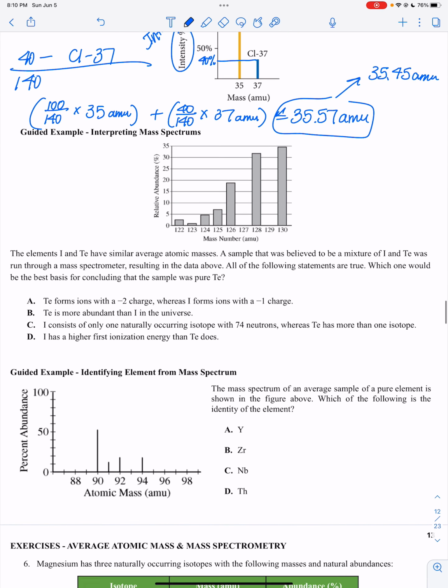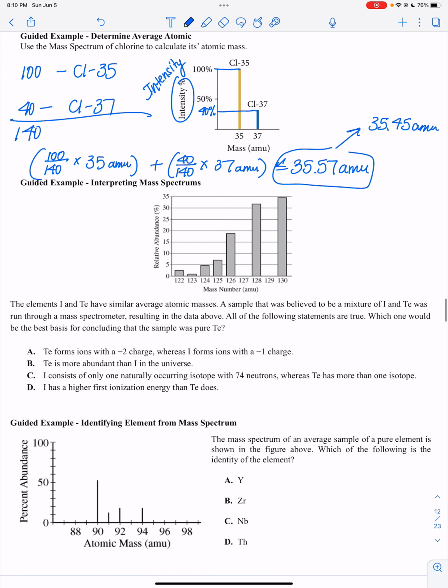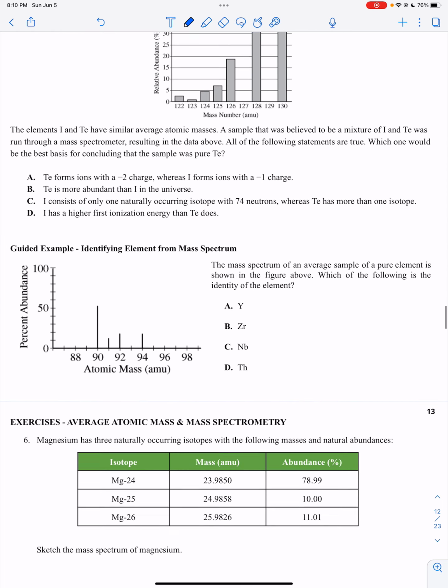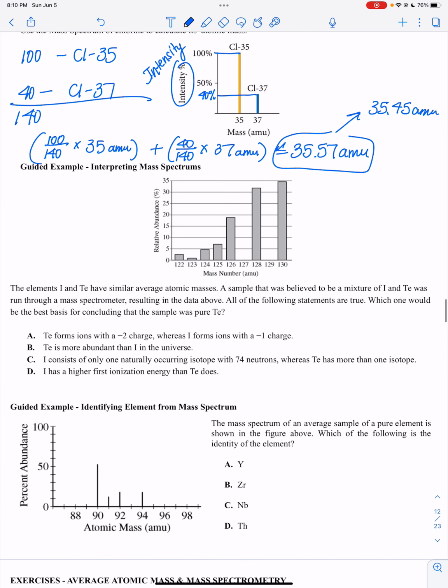I'm going to do 2 AP style questions now that require us to know about mass spectra and reading average atomic masses, and then I'm going to leave you to do some practice with average atomic mass and mass spectrometry. So let's look at our first one. This is an AP exam question. I believe this is from 2016.